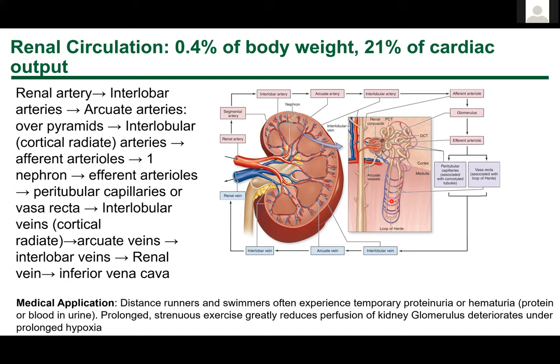Interlobular veins are the equivalent of interlobular arteries. And then we have arcuate veins, interlobar veins, the renal vein, and finally back to the inferior vena cava. So that's the path of blood through the kidney. And as you can see, the intense blood supply and the branching create a situation where lots of blood can be filtered very, very fast.